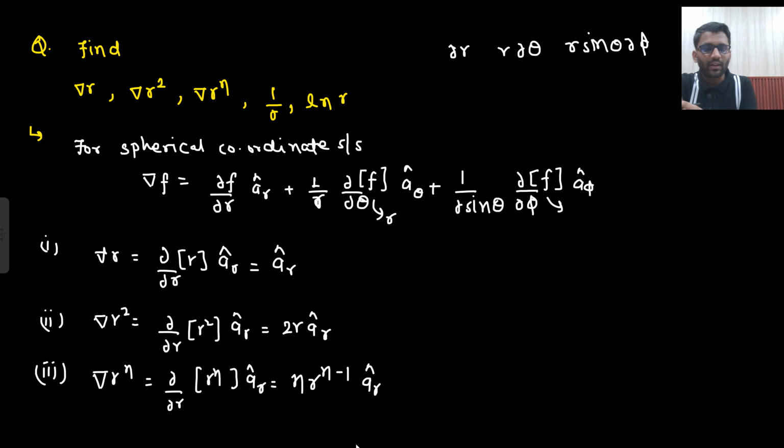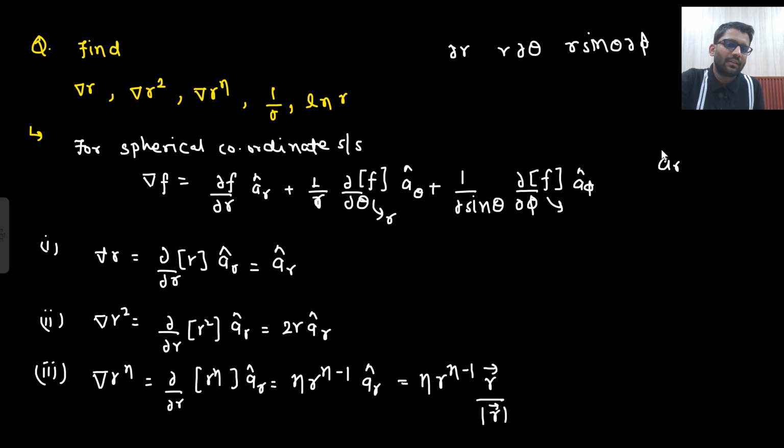What can you write down for ar cap? Okay, we will see this question later on, or shall I show it here only, because I have written this question in the assignment video actually. So let's solve it here only. What is your ar cap? Vector r divided by magnitude of vector r. Do you agree? Ar cap is vector r divided by magnitude of vector r.